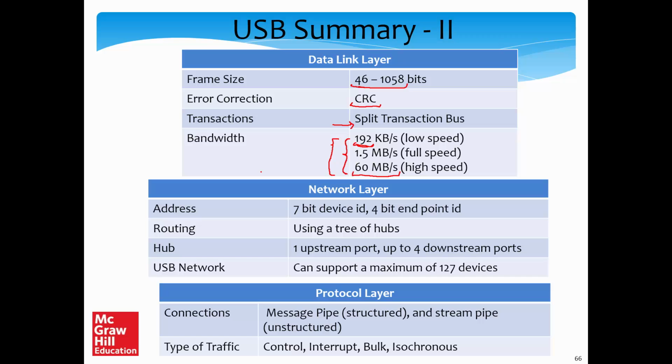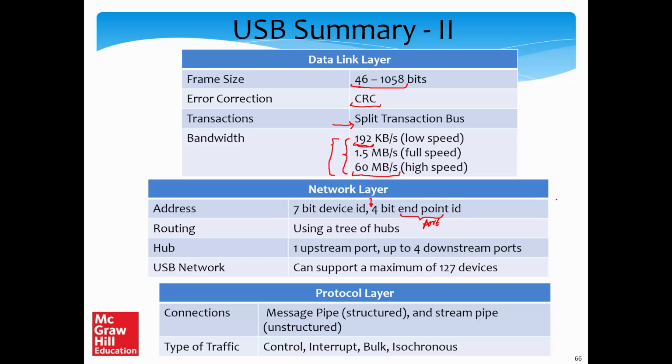The network layer, the addressing, is like this: we have a 4-bit port. Ports are also called endpoints in USB. Every device is assigned 16 input ports and 16 output ports, so they have a 4-bit ID. So 7 plus 4 becomes an 11-bit ID.